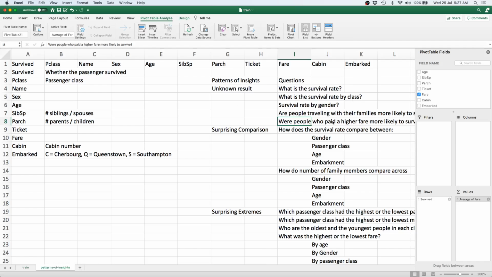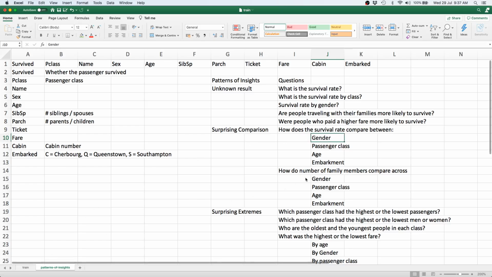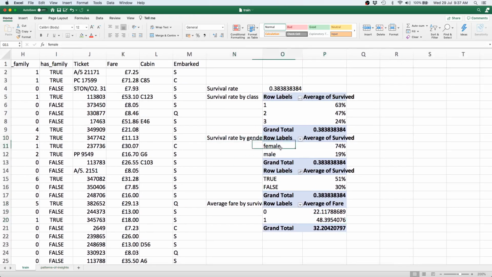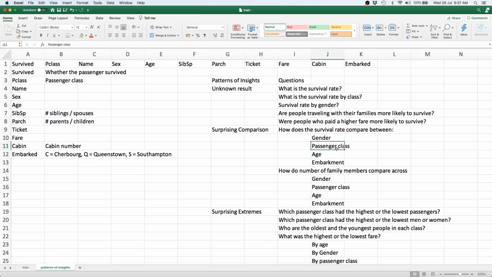So the next question is, amongst surprising comparisons, how does the survival rate compare between gender? I think this is something we have already answered. So if we go back to see the survival rate by gender, we have already answered how survival rate changes from men to women. So that question is answered. We have done the same for passenger class, but we have not done that for age. Essentially, we need to see how survival rate changes as your age group changes.